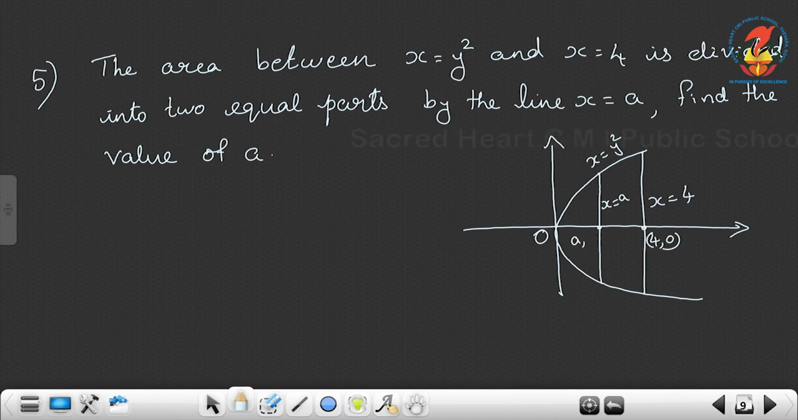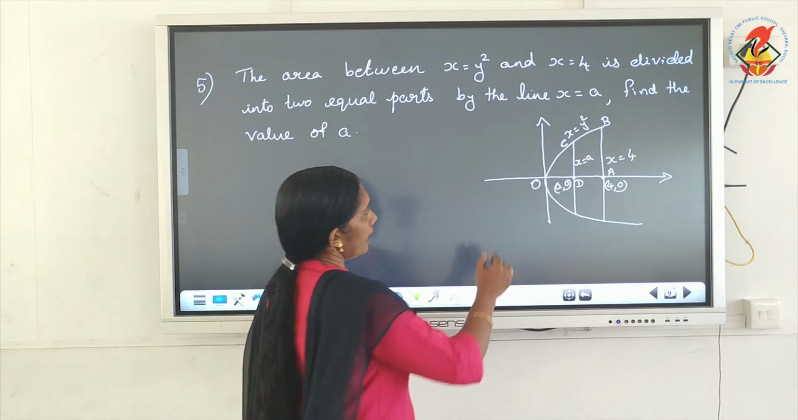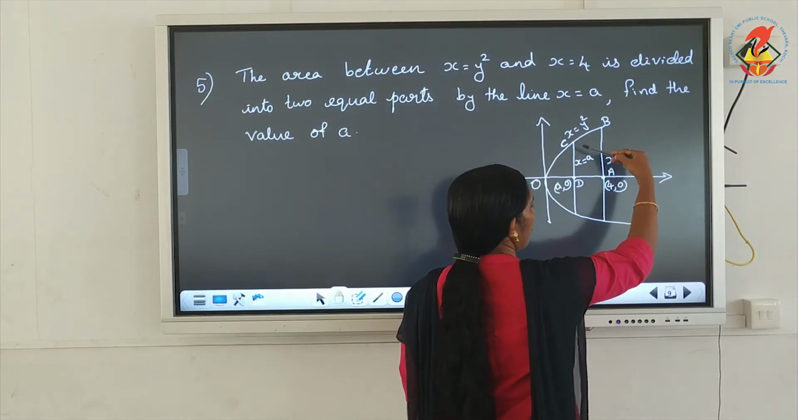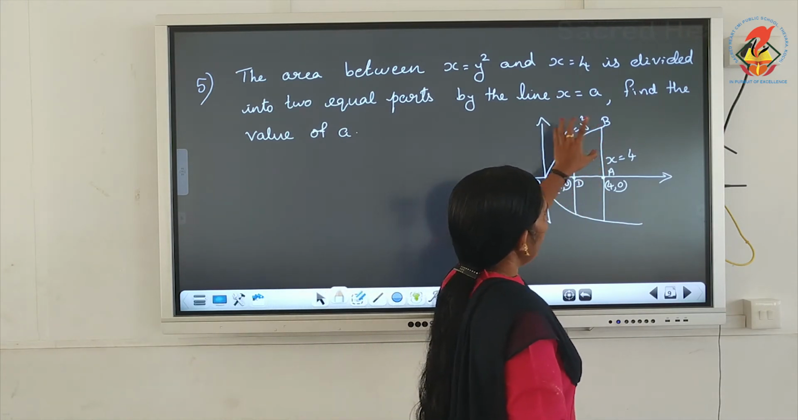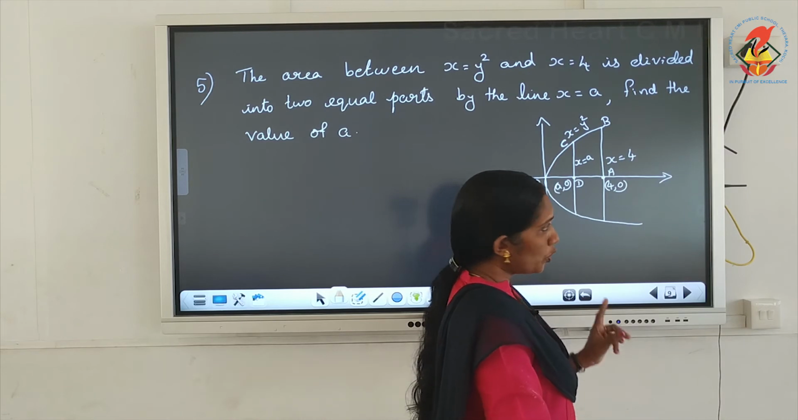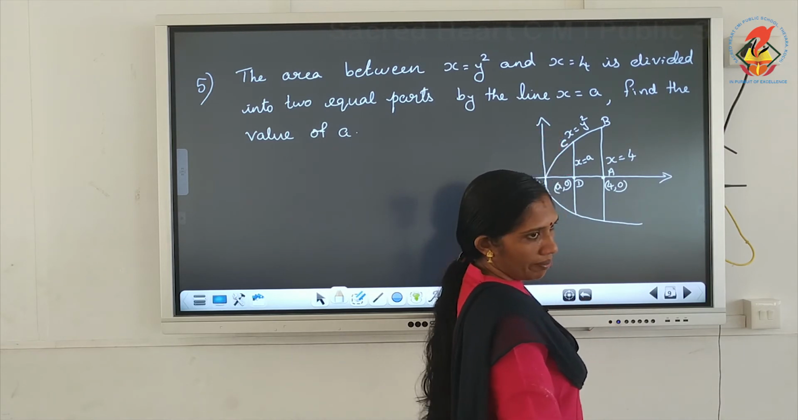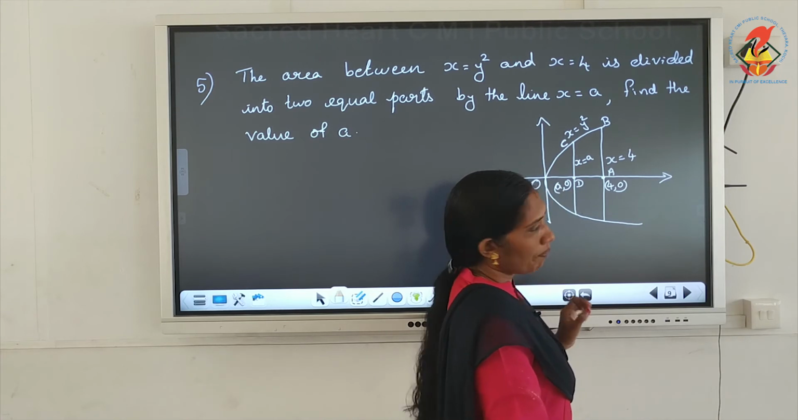This one is A, C, D. So how to find that? What is given in the question? The area, both upper and lower portions are there, we can take 2 times. So area OAB, that whole area is divided into 2 equal parts by the line CD. And what is the value of this a?